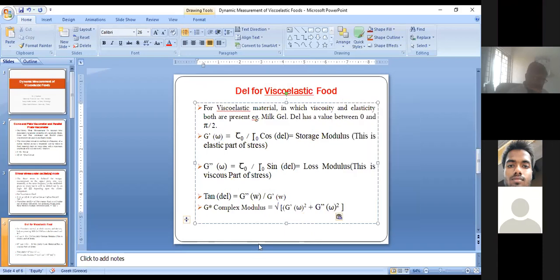The most important is G complex modulus. G complex modulus will give you the bottom plate oscillates at a specified frequency and applies the torque to the sample. A transducer measures the torque and transmits to the sample, and the results are given in terms of G complex modulus: under root G dash omega square plus G double dash omega square. Storage modulus is tau 0 upon gamma 0 cos delta.